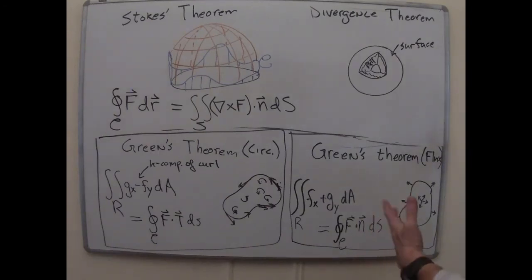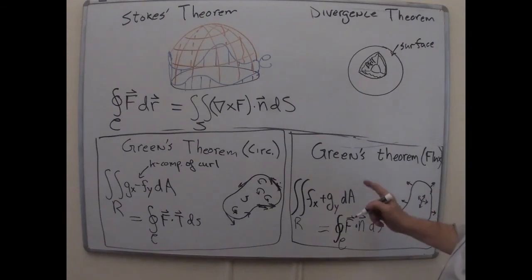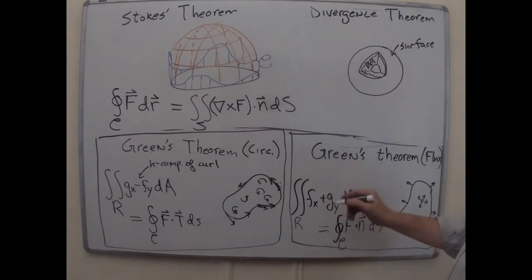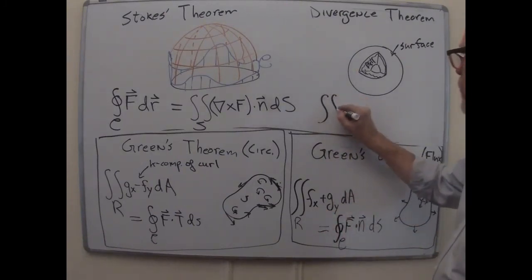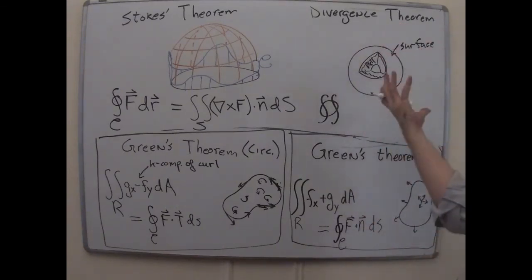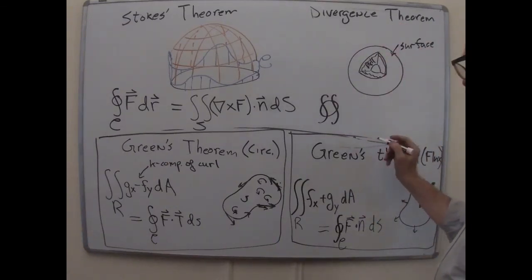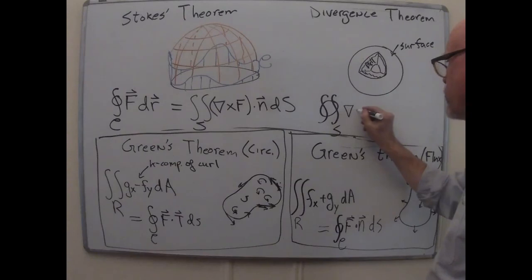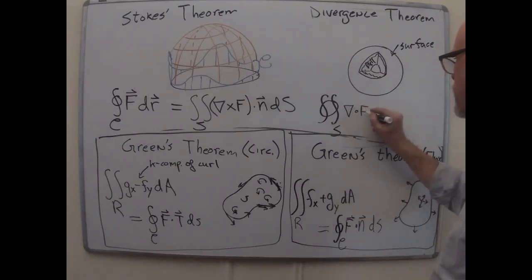But this looks exactly like the Green's theorem flux version. We're going to have an integral over the surface of, okay, it doesn't look exactly like it because we have to extend this to 3D, but integral over the surface, and this is a closed integral because it goes over the entire surface of the divergence of the vector field, del dot F.